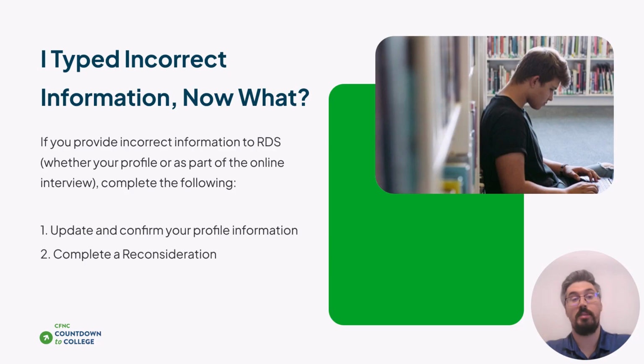Now, one of the most common types of errors is just typing in incorrect information. So what do you do? Let's say you provided incorrect information, whether a part of your profile, like a wrong social security number, or you just answered a question wrong by accident. Just update the information, confirm your profile information is correct, and then once again, you're going to complete that reconsideration. That's one of the most common that we see.